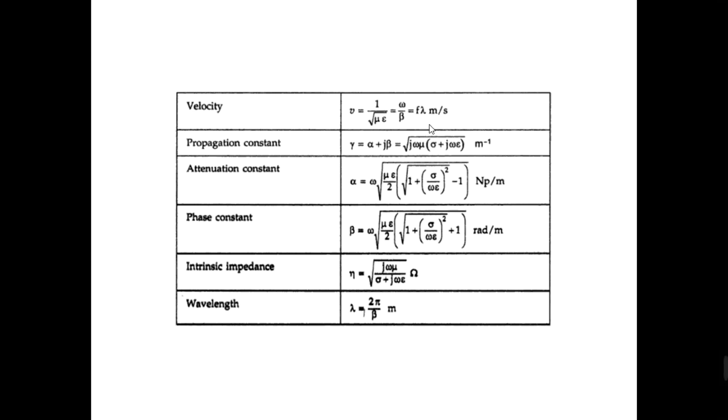And finally, these are the general expressions for all these parameters: velocity, as we discussed, omega by beta; propagation constant, attenuation constant, phase constant, intrinsic impedance, and wavelength. If you want to calculate these parameters, you can use these expressions. These are the general equations for any kind of medium.